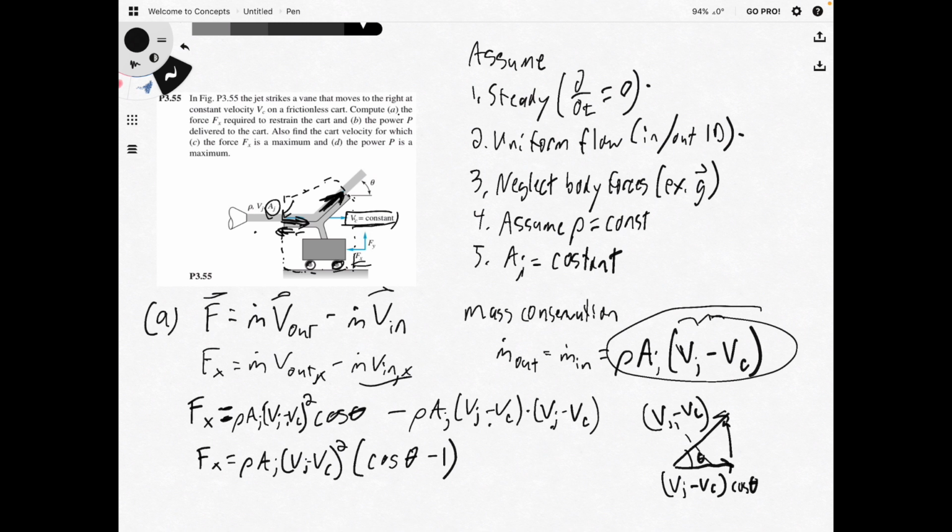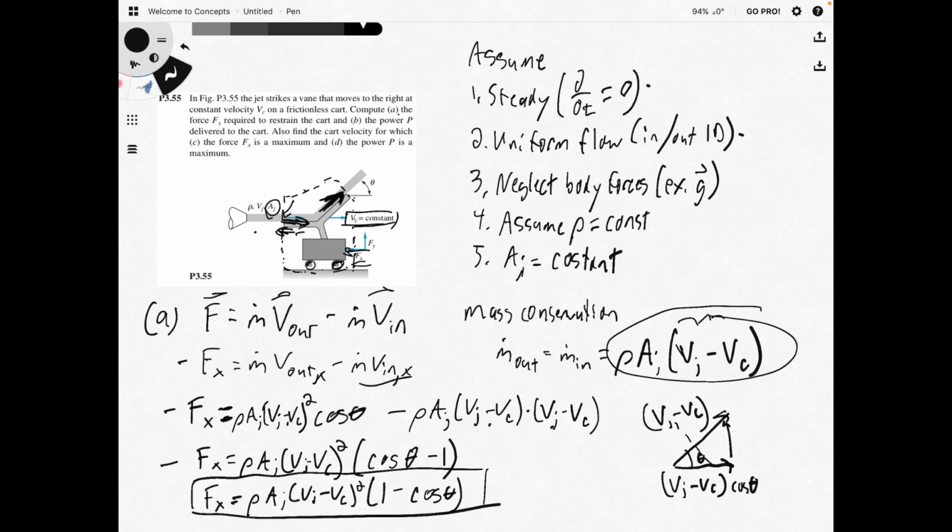And it looks like I've actually made a sign error here. So if we look at this, the force that's applied, the way it's defined in the problem, is in the negative x direction. So this is actually negative. And so we end up with Fx is equal to rho Aj times Vj minus Vc squared times 1 minus cosine theta. Okay, so that's our first answer, for part A.